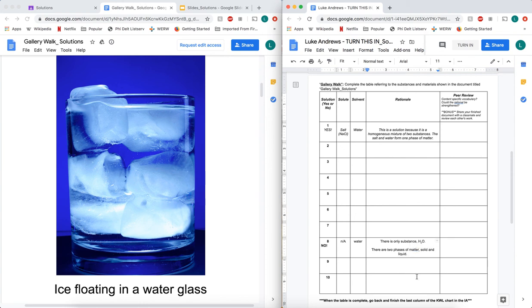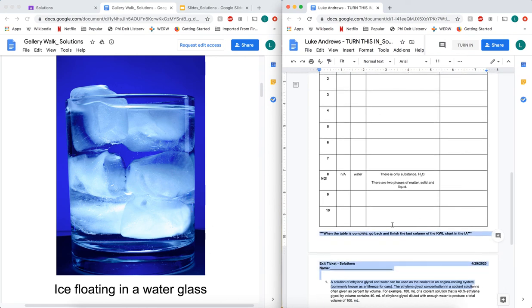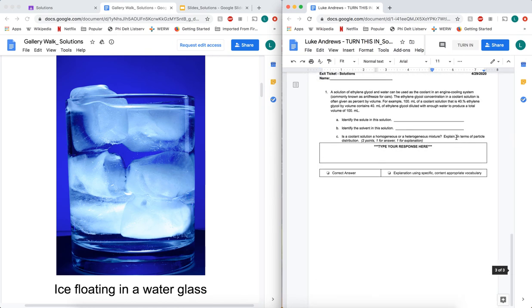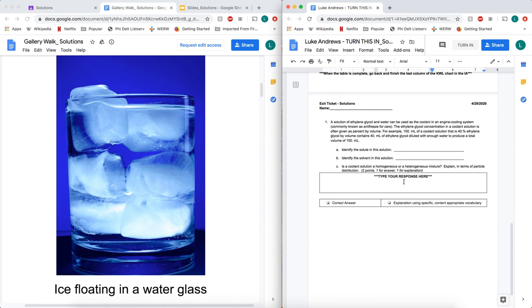So you're going to proceed through this document and you're going to do this whole table using this gallery walk. When you're done, that's when you go back up to the IA, finish this last box in the IA, and then back down to do your exit ticket.